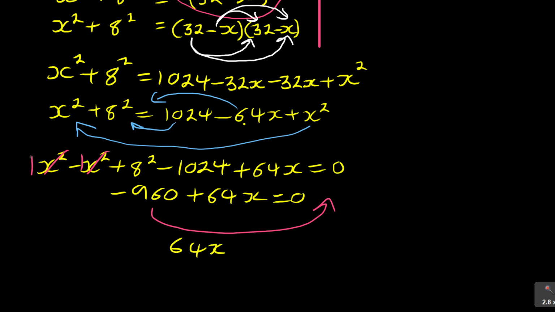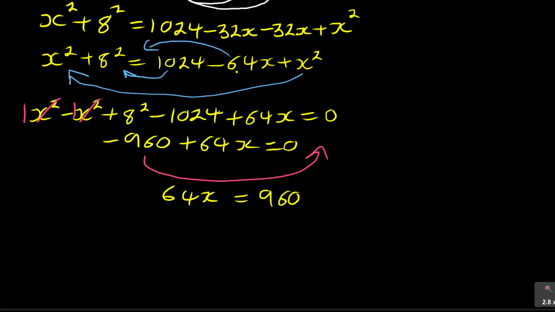It's not a quadratic equation. See, that thing cancelled out. So it was good if it was going to be having x squared. So 64x is equal to 960. So I can simply solve for x there.